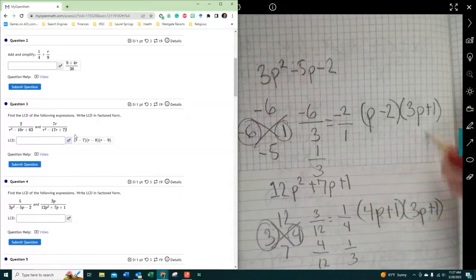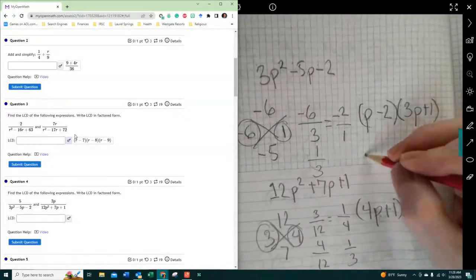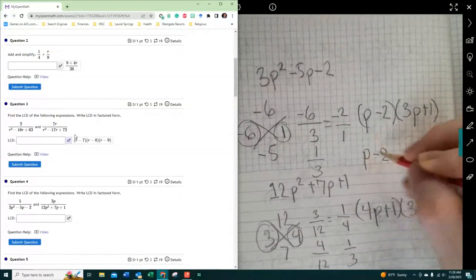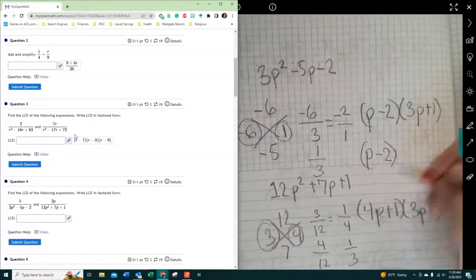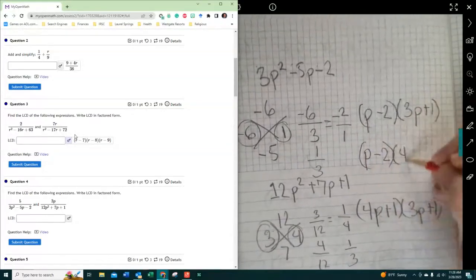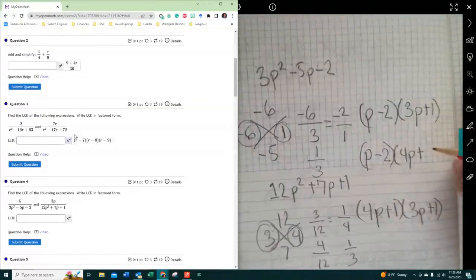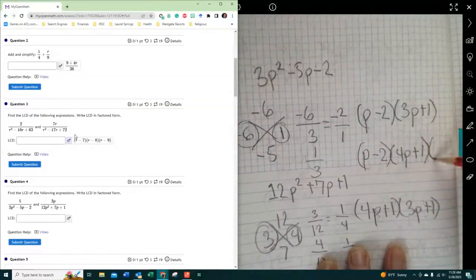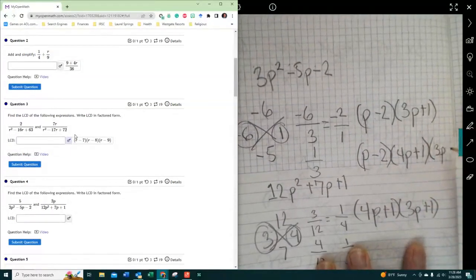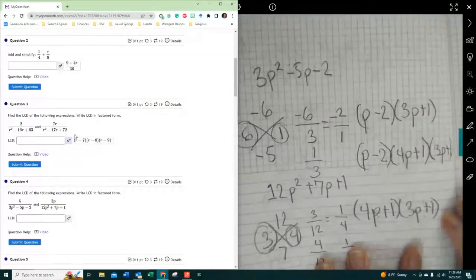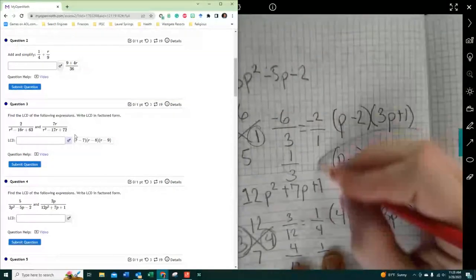I see that they're the same here. So my common denominator is going to be p plus 2, or minus 2, excuse me. And then 4p plus 1. And then the 3p plus 1. And that is my LCD.